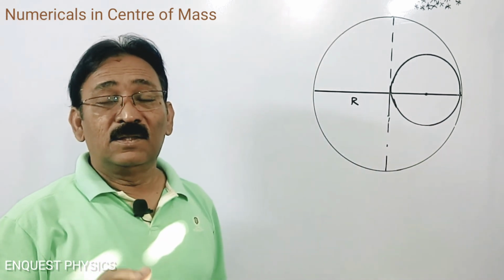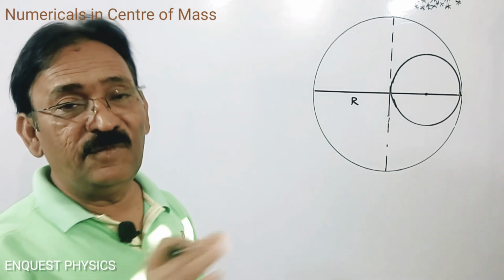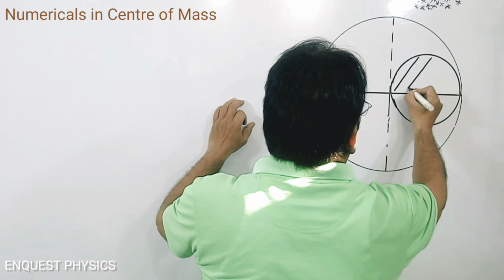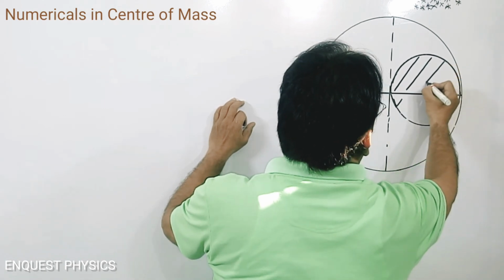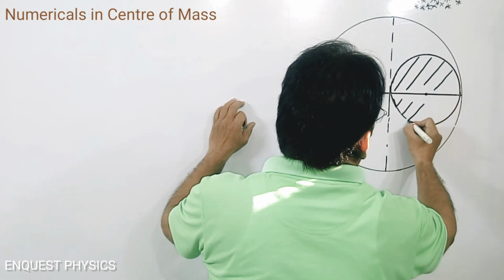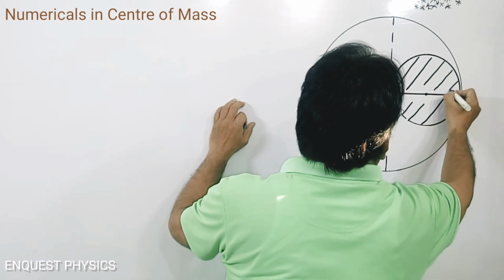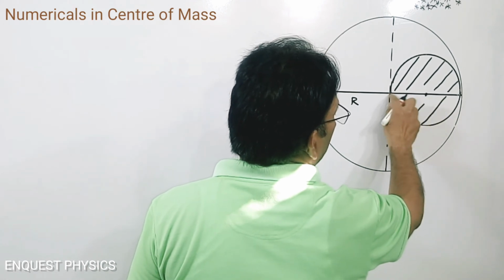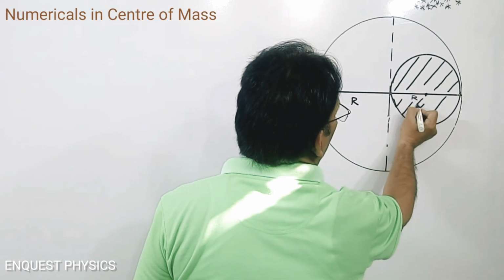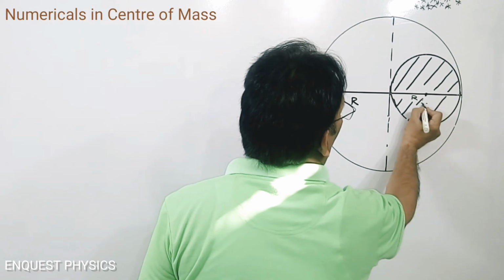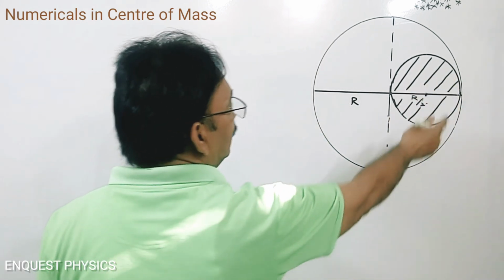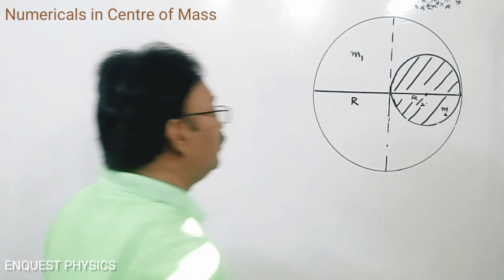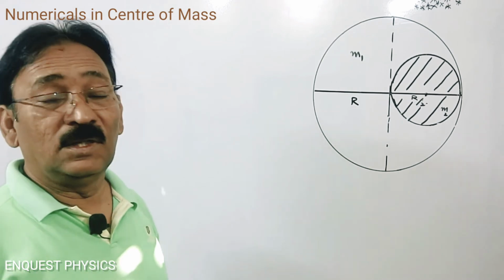And you learned that the center of mass always shifts towards the heavier part. If you remove this portion, this is the portion we are removing, students. It is the removed part. The radius of the removed part means this distance is half of the radius of the circular plate. Let's say this plate has a mass of m1, and the removed part has a mass of m2. Students, we have to find out the shift in center of mass.